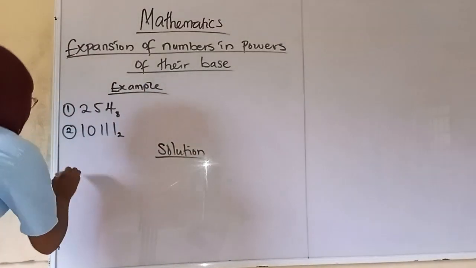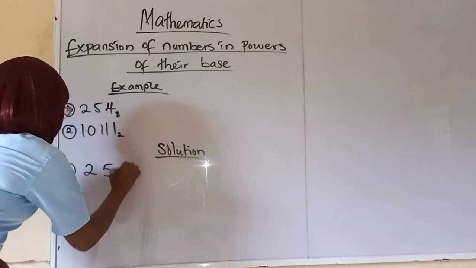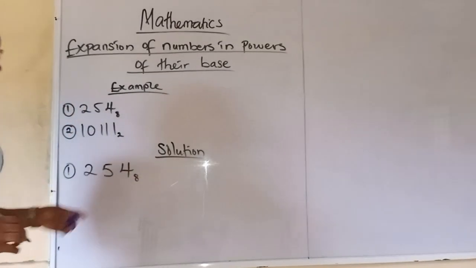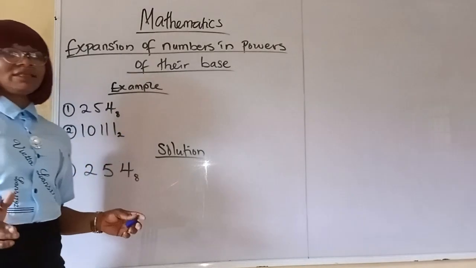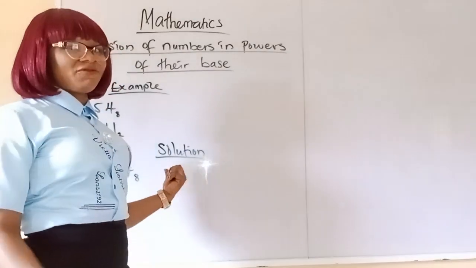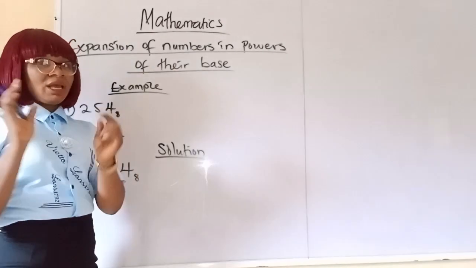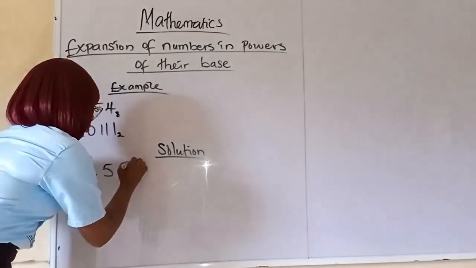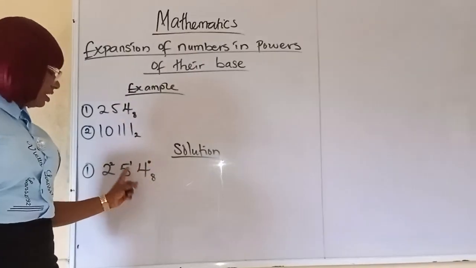Solution. Pick the first number. This is 254 base 8. To be able to expand 254 in powers of base 8, this is the first thing you do. You give them their place values starting from the last digit. The place value of the last digit is always unit, which is 0. So this is 0, 1, 2. That's the first thing you do. Give them their place values.